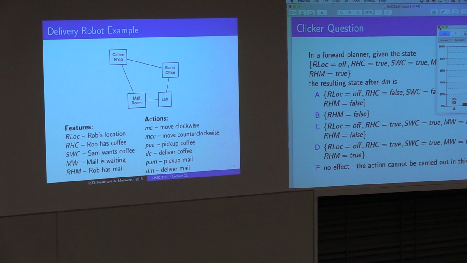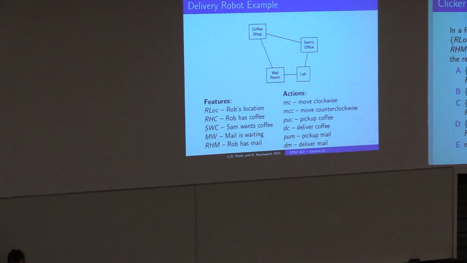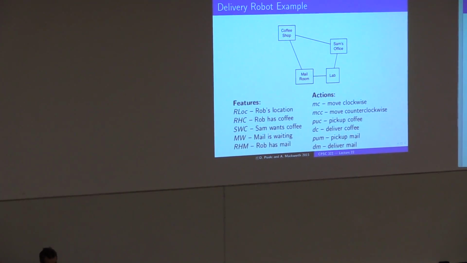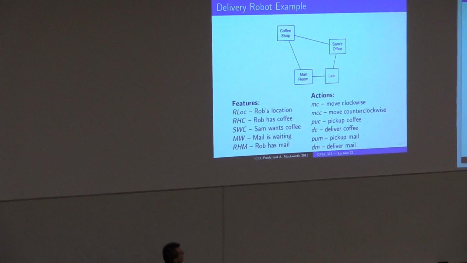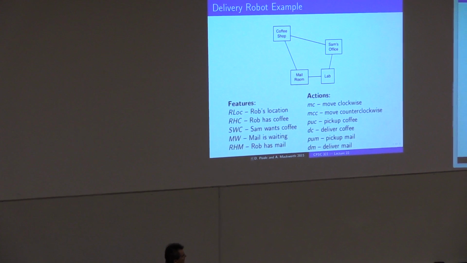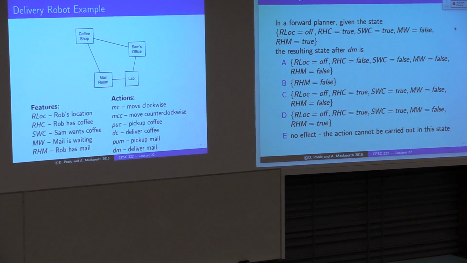All right, now, that was just about the representations, and I just wanted you to make sure we all knew what these were. Now this is about the forward planner. Given this state where the robot location is the office, it has coffee, Sam wants coffee, there's no mail waiting, but the robot has mail, I want to know what the resulting state after delivering the mail is. You just told us what the effect of delivering mail is, so there's no surprise here. So what's the resulting state after delivering mail?